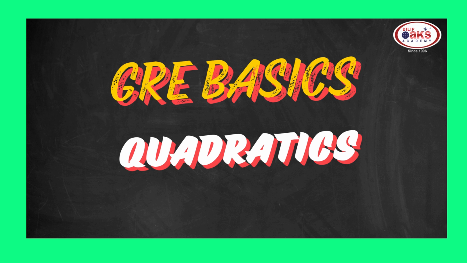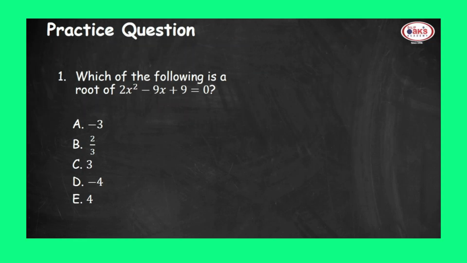In this lecture we will revise the basics of quadratics with the help of a few examples. So here comes the first question, which is asking us to find a root of the quadratic equation 2x square minus 9x plus 9 equal to 0. Now as you know, there are several methods to find the roots of a quadratic equation. However, here we will use what is known as the factorization method or splitting the middle term technique.